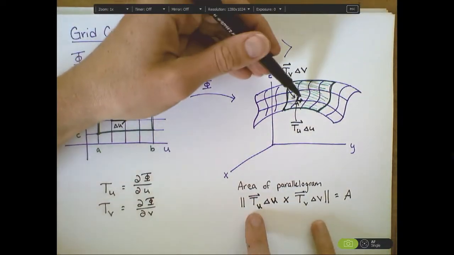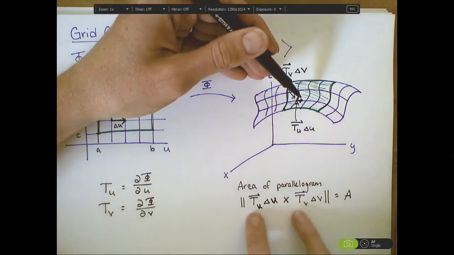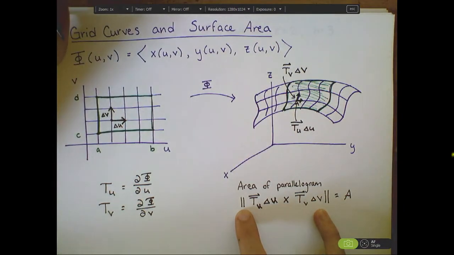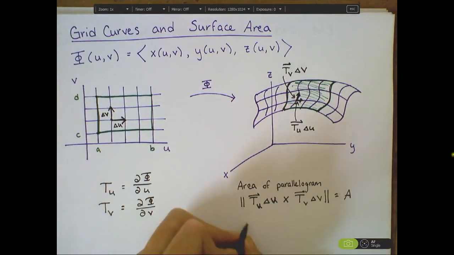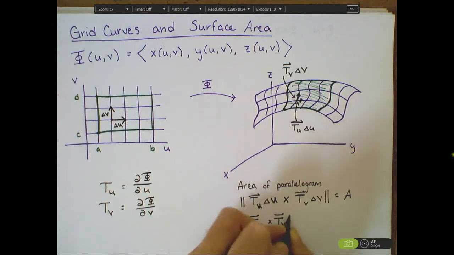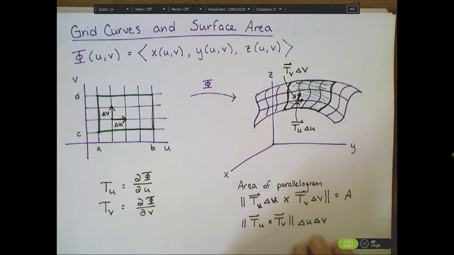So the area of this approximating parallelogram, this tiny little area, is going to be the magnitude of this cross product, and I can discuss why in the other video. But notice that the magnitude of this cross product, I'll rewrite it like this, my t sub u crossed with t sub v times delta u delta v. Right now we're still approximating, so it's delta u and delta v. That's what that area is going to be.